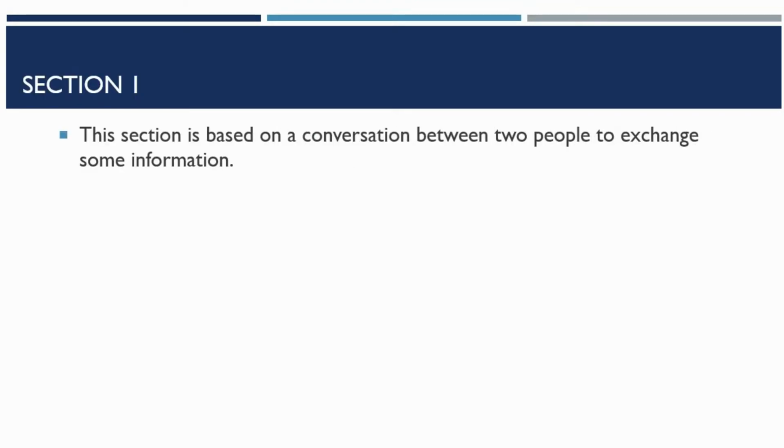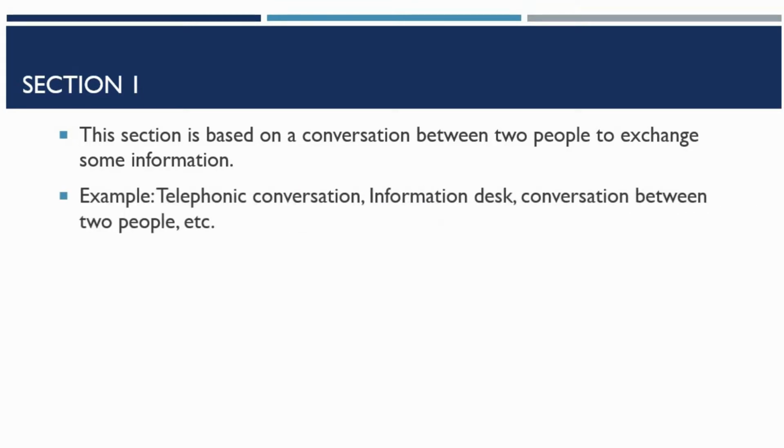Section 1. The first section or the first recording is always based on a conversation between two people in regards to an exchange of information. A few examples of this type of communication would be a telephonic conversation between two people, or a conversation between a front desk executive and a customer, or a random talk between two people. Remember that in this section you will not hear the voice of a third person.